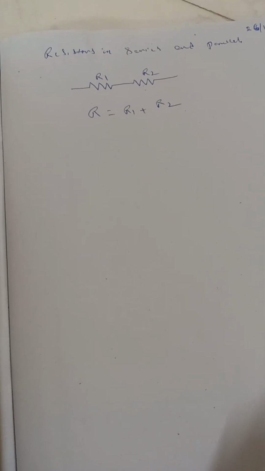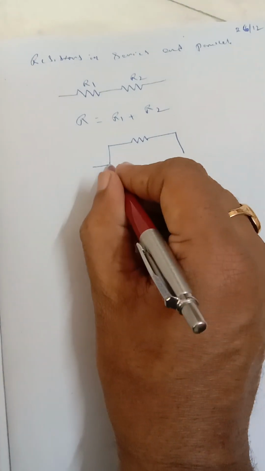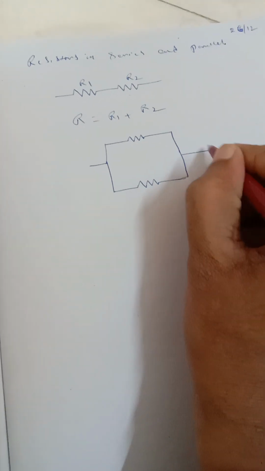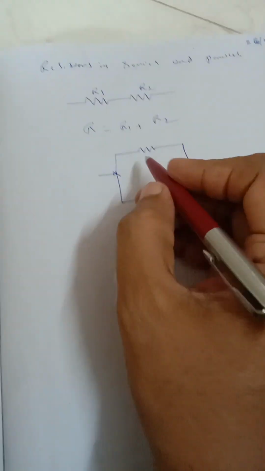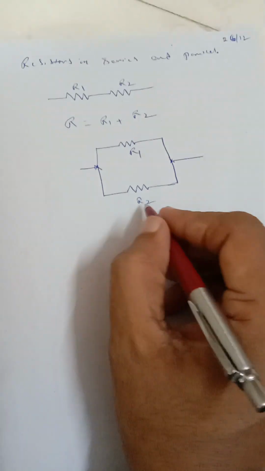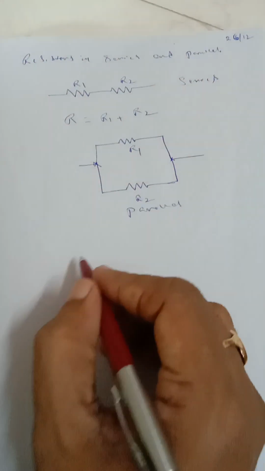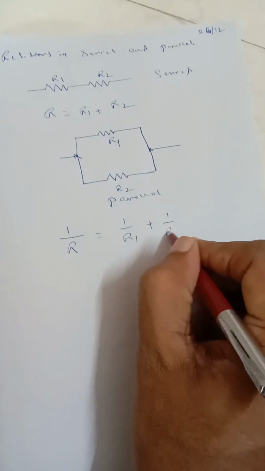Parallel combination means both the ends are connected. This is R1, this is R2. The end of one and the end of two, here also end. If both ends are connected, this is called parallel combination. This is parallel combination, this is series combination. In parallel combination, the equivalent resistance is given by 1 by R is equal to 1 by R1 plus 1 by R2.